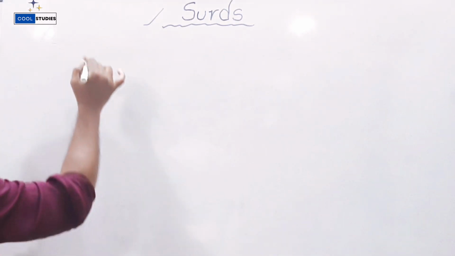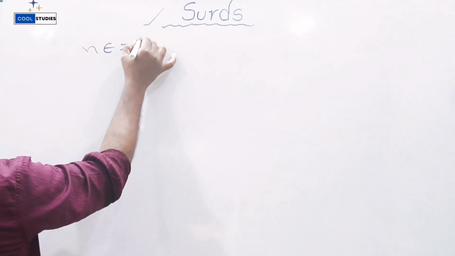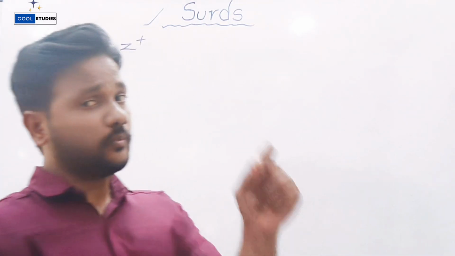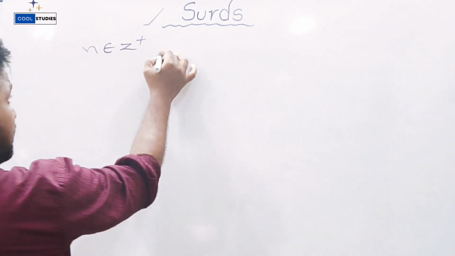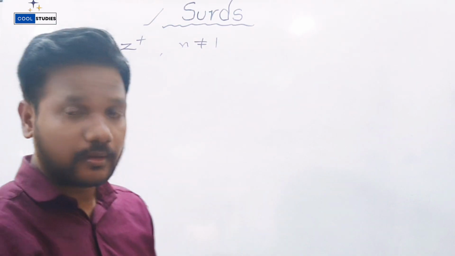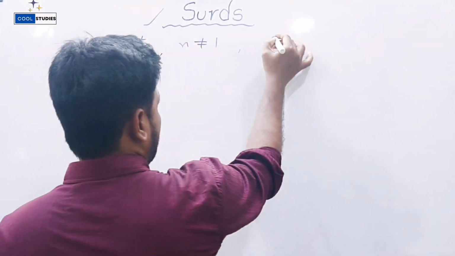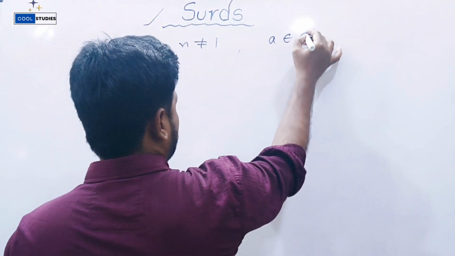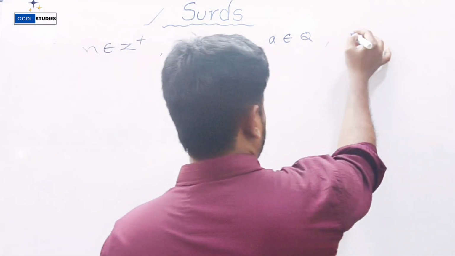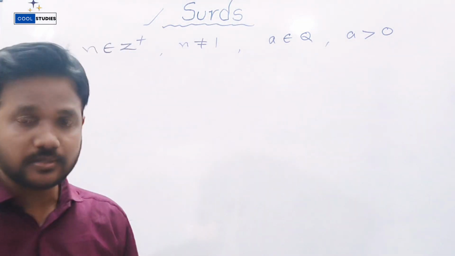Let n belong to the positive integers, n is not equal to 1, and a belongs to the rational numbers, and a is greater than 0.